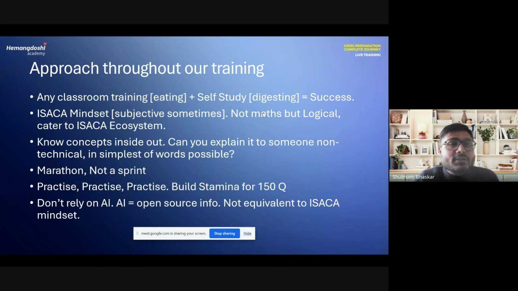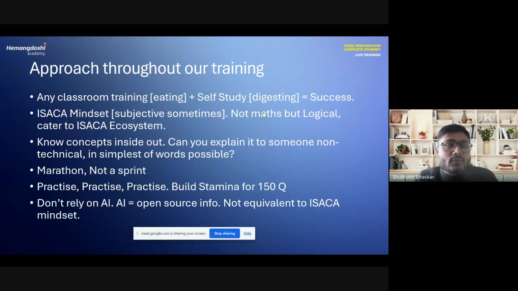Before taking an exam, I like to think, who are we dealing with? In this case, we are dealing with ISACA, who's taking your exam, and that means you are dealing with the ISACA ecosystem. It's not exactly purely mathematics all the time, but it's definitely logical. The reason I'm saying this is that we need to cater to the ISACA ecosystem. We need to learn the ISACA mindset, and only then will we realize that in this scenario, ISACA wants us to do something.